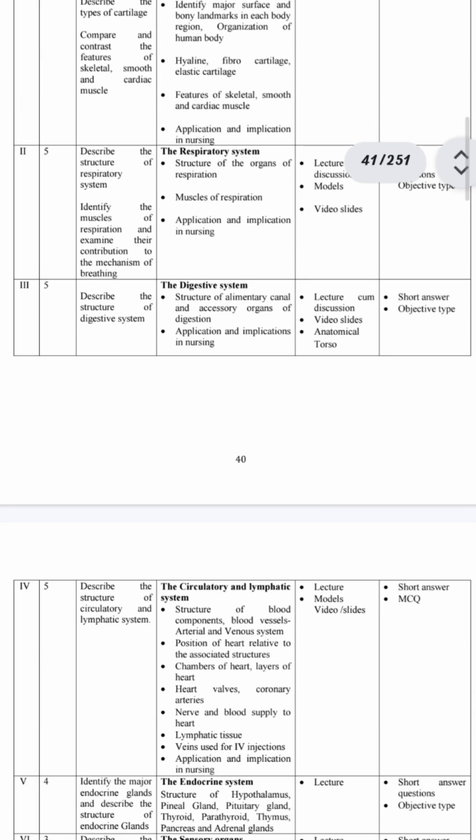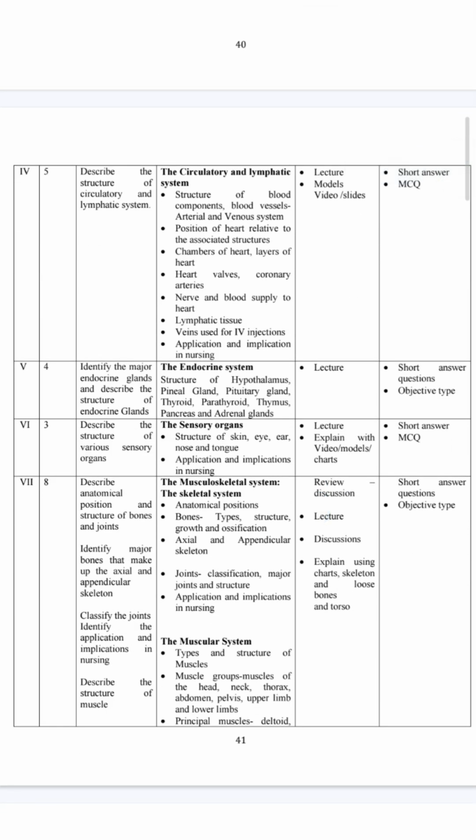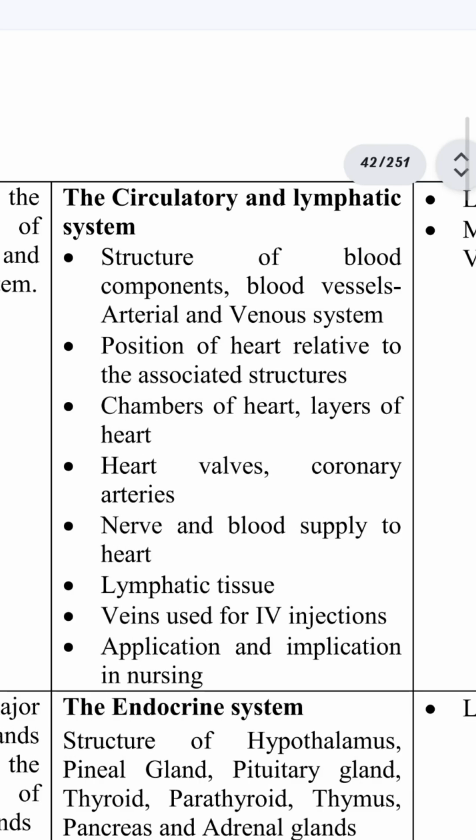Then the respiratory system we have to study, mainly focused on the lungs, right? Digestive system, you have to study the GI tract. You have already studied this in class 11th or 12th, so you have a basic idea. So in first semester we study the detailed structure of all body organ systems, right? And then the circulatory system, you have to study the mentioned topics nicely.